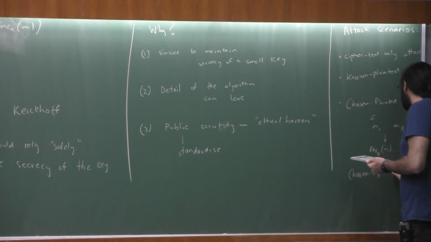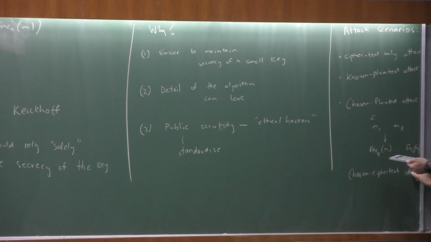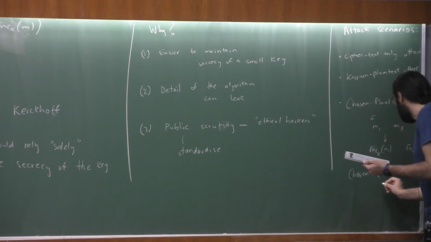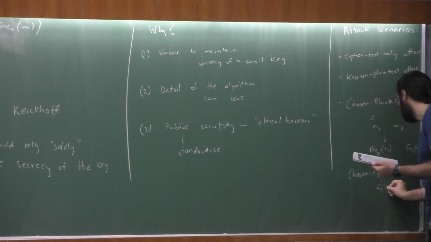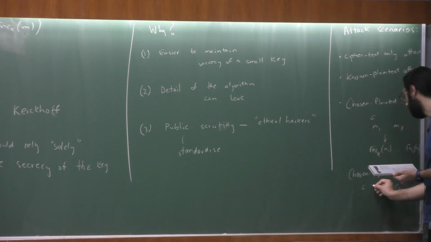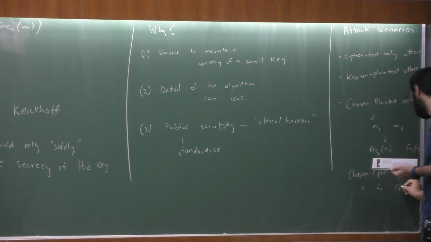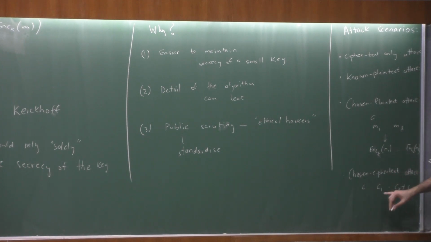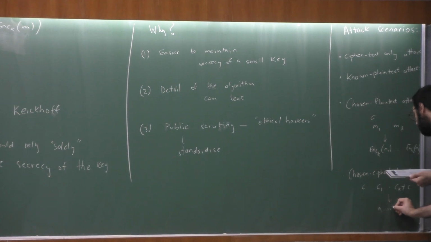So, chosen ciphertext attack. Here, one is not only allowed to ask for encryptions, one is also allowed to ask for decryptions. So one can come up with a bunch of ciphertexts, say C1 to CK. C is the one that they want to decrypt. They can ask for decryptions of C1 to CK, none of which is C, so they're all distinct from C, and they will get decryptions. So they'll get M1 to MK, which are decryptions of C1 to CK.